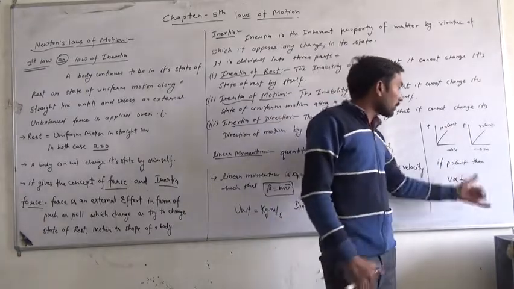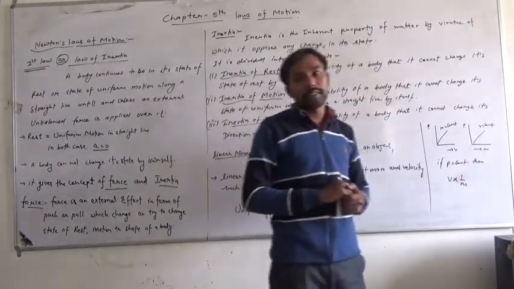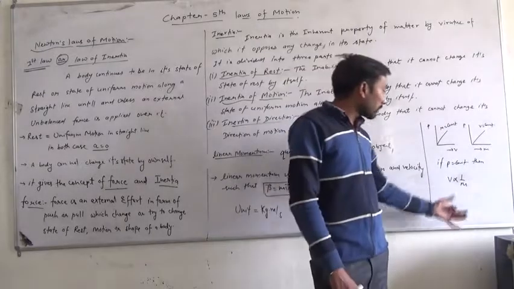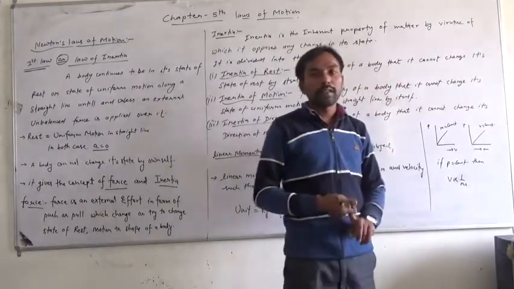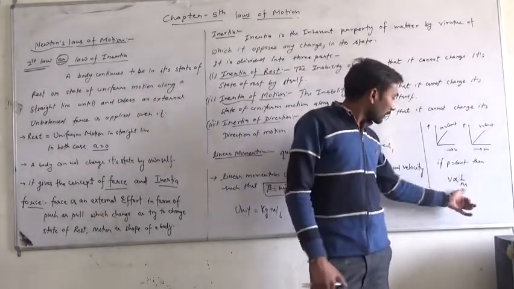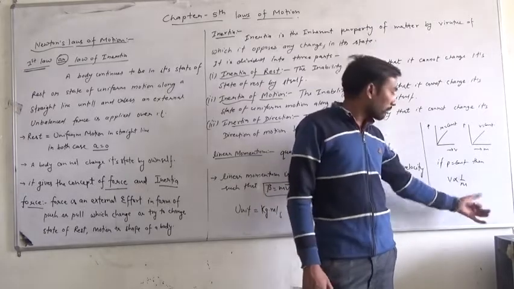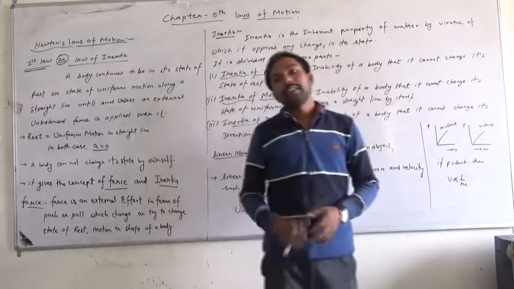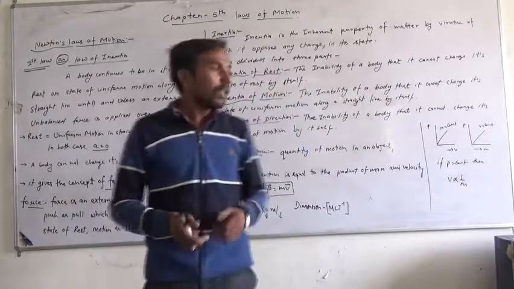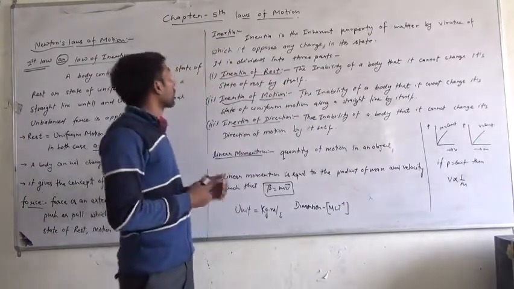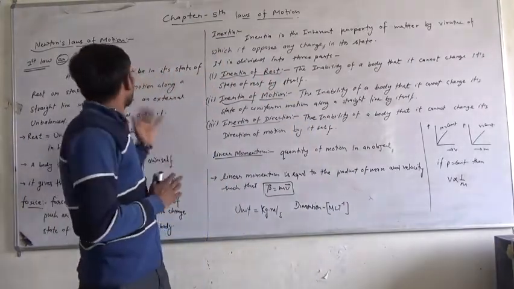And if P is constant, that means if the momentum of a body is constant, then velocity and mass will be inversely proportional. If mass increases, then velocity will decrease, or if mass is decreasing, velocity will be increasing. So that was today's topic, which is about inertia and laws of motion.